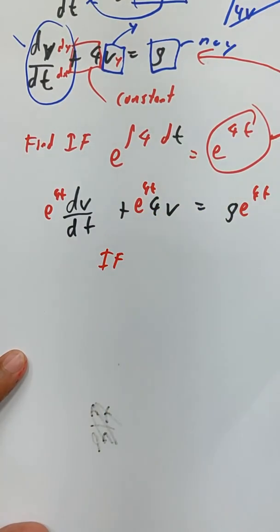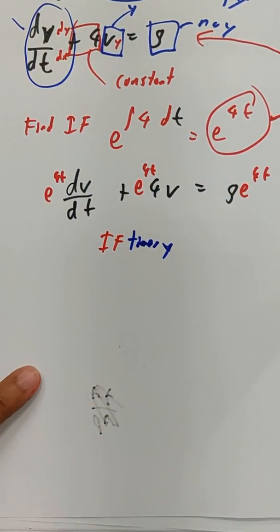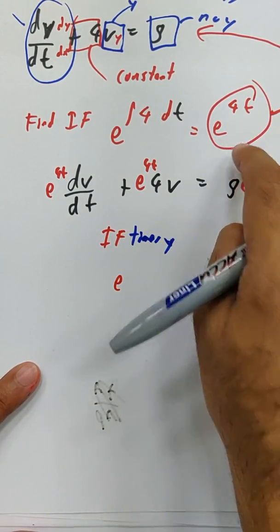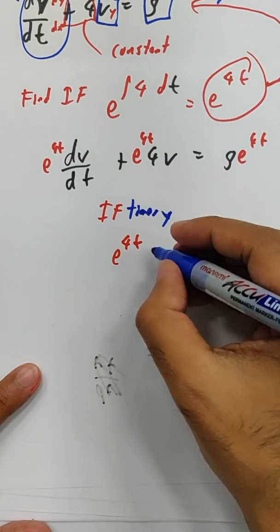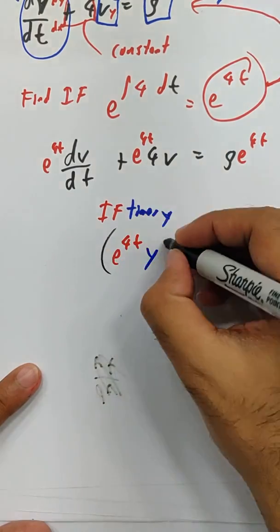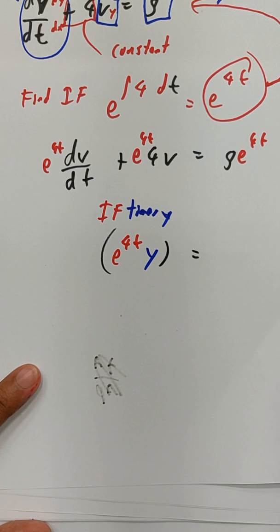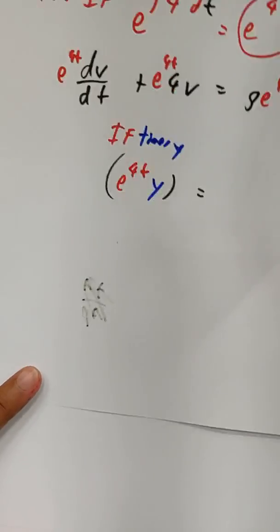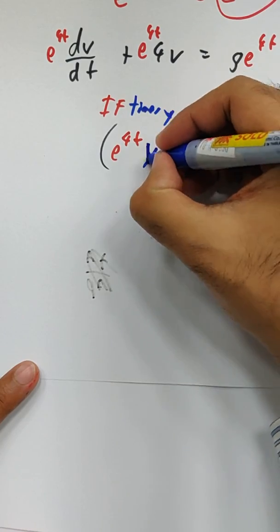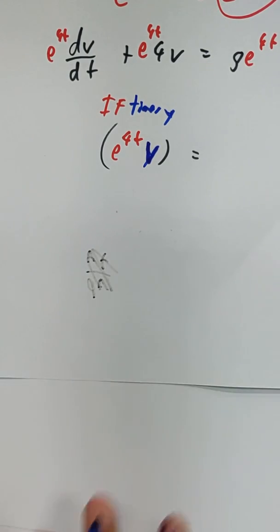IF times y, very good. So your IF is e^(4t) times y. Is it okay? What's wrong with y? Your y is v. Whoopsie. Good, good. I'm testing you. I'm being honest. I'm telling you the truth.